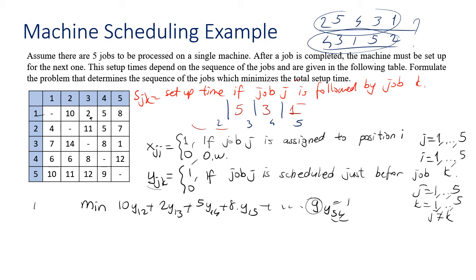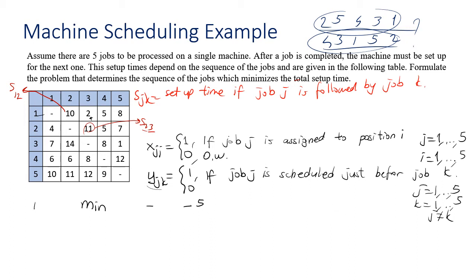So what does it mean? Let me give you some examples. This is S12. S12 is 10 units. This is S23. If 3 follows 2, then the setup time is 11. Now in my objective function, in order to write it in compact form, I will simply multiply this S_jk with y_jk, and take the summation over j from 1 to 5 and k from 1 to 5, and if you like, you can add j not equal to k. So this is the total setup time that we are minimizing.